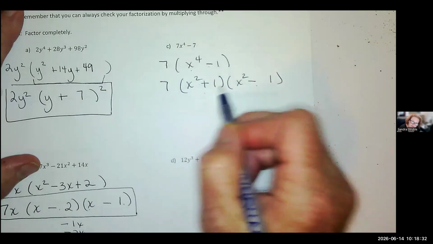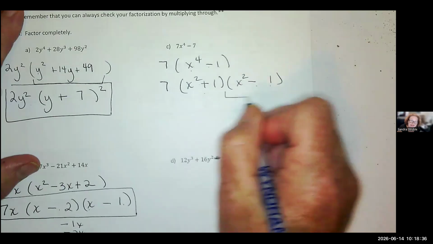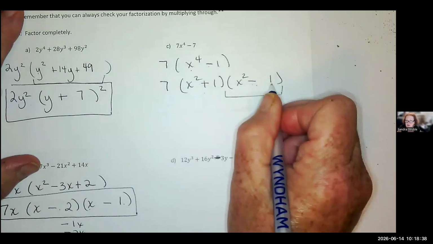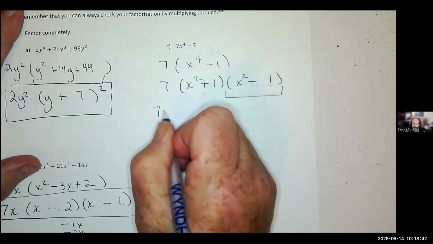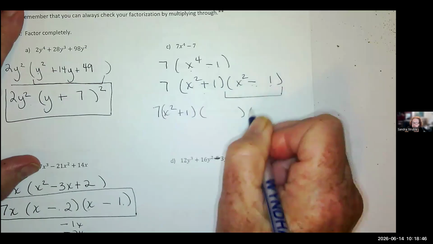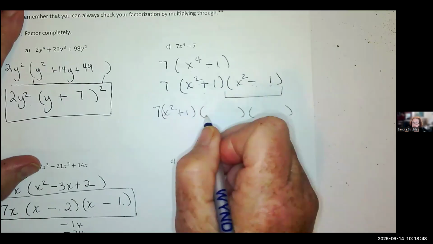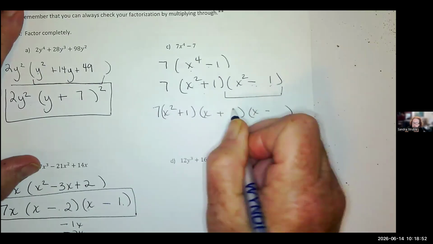We're not done. This is the difference of two squares. This is the sum of two squares. Remember, it cannot be factored. The difference of two squares. So you've got x and x, positive and negative, and then the square root of the 1 is 1 and 1. Now we are fully factored.